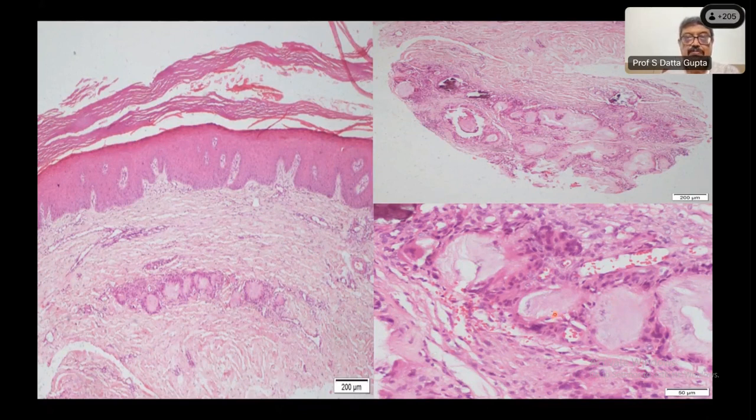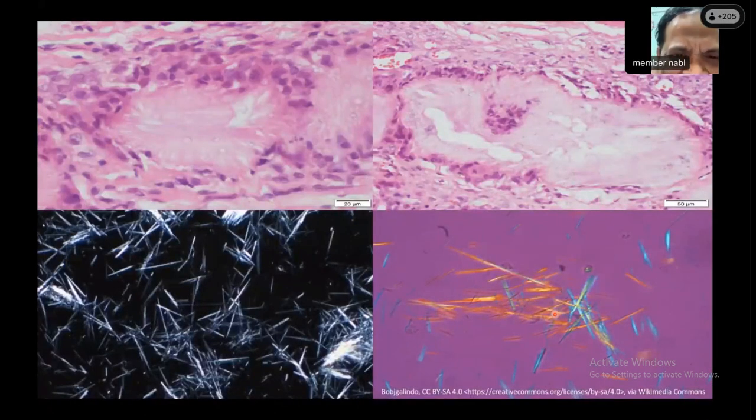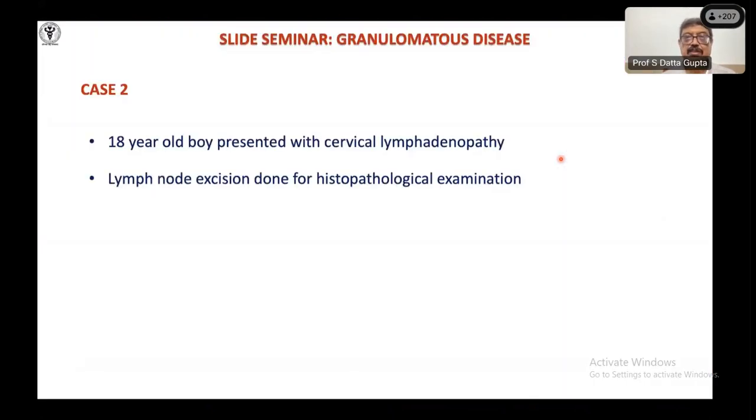Some needle like crystals are there. Gout. This is polarized. This is if you use the red interference at the back. This is how it looks. Many people have said, Piyush and some other people, Utsav has said that. Yes, this is gout, urate crystal. Right? So this is gout. Okay, good. So now we come to case two.